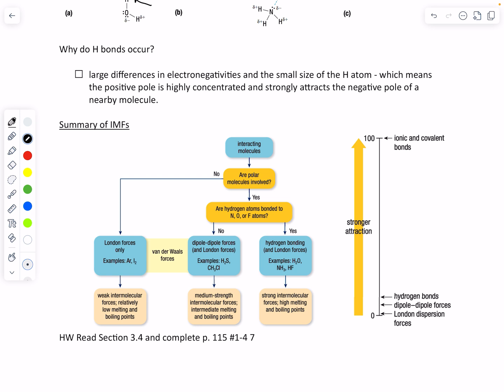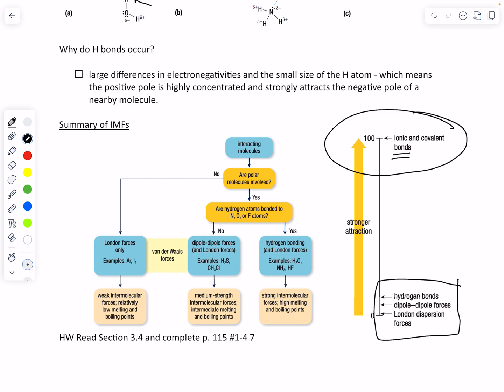Let's take a look at this summary of intermolecular forces. The strongest forces are the intramolecular forces. These are the bonding forces between atoms. But of the intermolecular forces, the weakest are the London dispersion forces and the hydrogen bonds are the strongest. And remember, we said they are 4 times stronger than the dipole-dipole forces that exist.